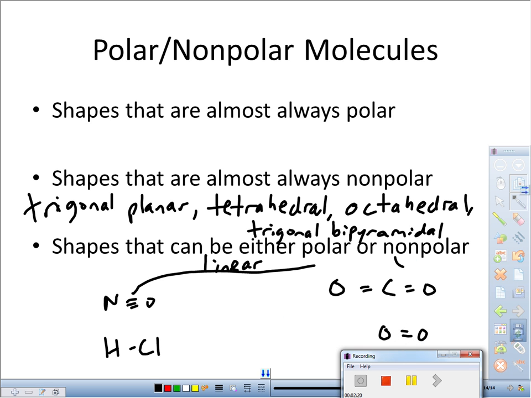So linear, you're going to have to kind of analyze, okay, what am I dealing with here? And where are the charges? If they're two identical atoms, you know already you don't have a dipole. It's got to be nonpolar. If there's two equal atoms on either side of the central atom, and it's linear, it's going to be nonpolar. So you really got to look at what you've got and think about, is one side positive and the other side negative if you have a linear molecule.